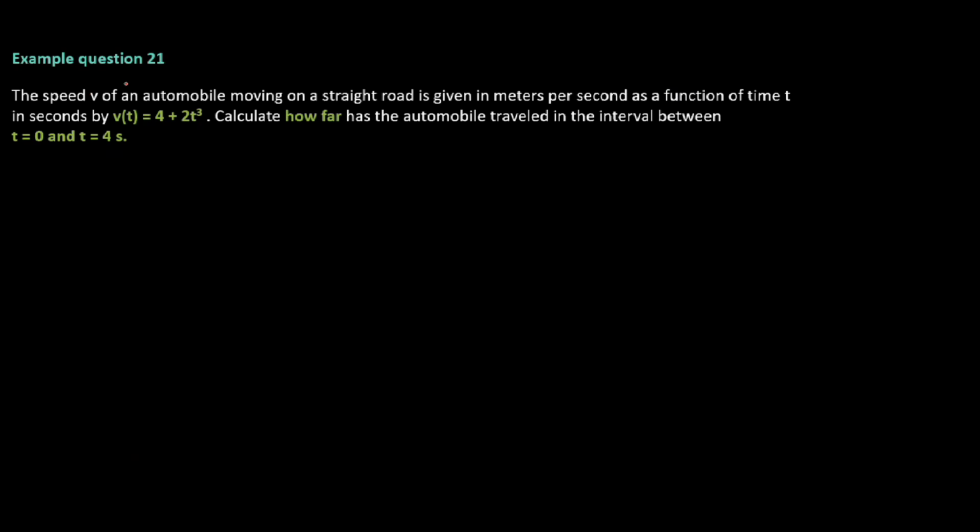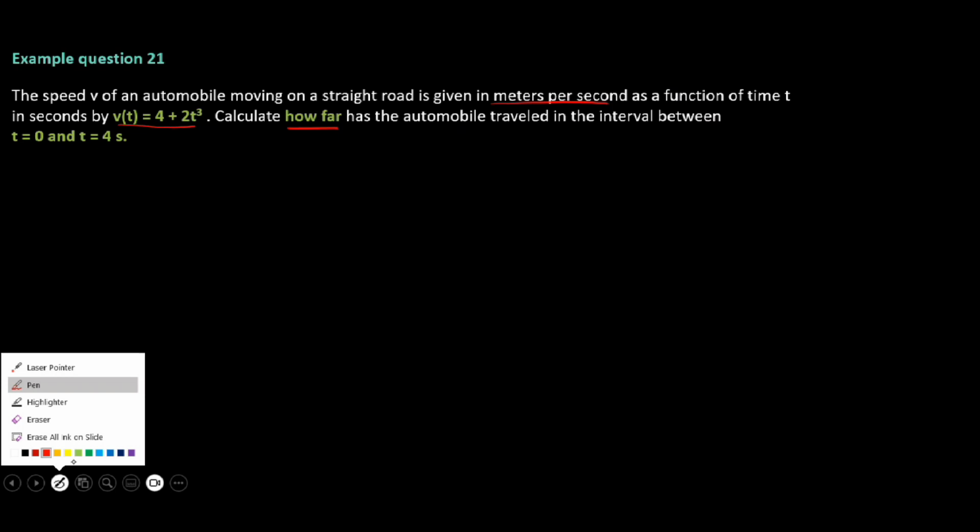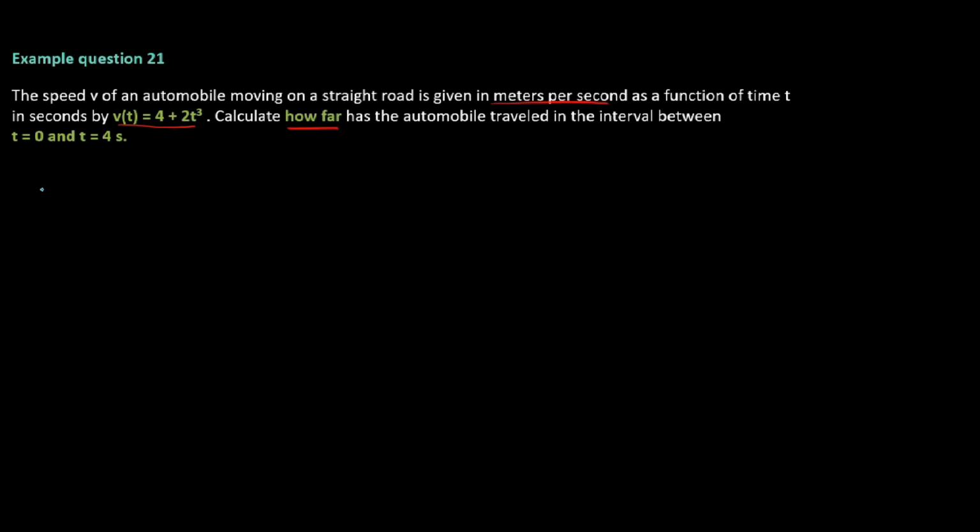Example question 21. The speed v of an automobile moving on a straight road is given in meters per second as a function of time in seconds by v equals 4 plus 2t cubed. Calculate how far the automobile has traveled in the interval between t equals 0 and t equals 4 seconds. So here in this question, again, we have the velocity function v, which is given as 4 plus 2t cubed. I need to find how far it has traveled.